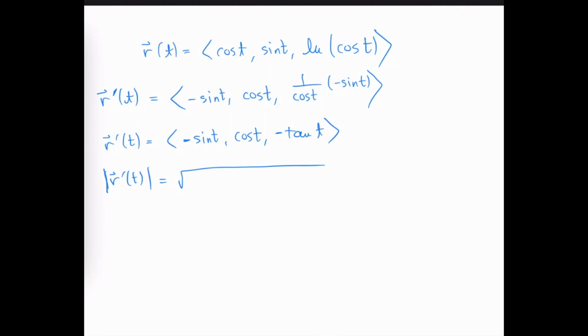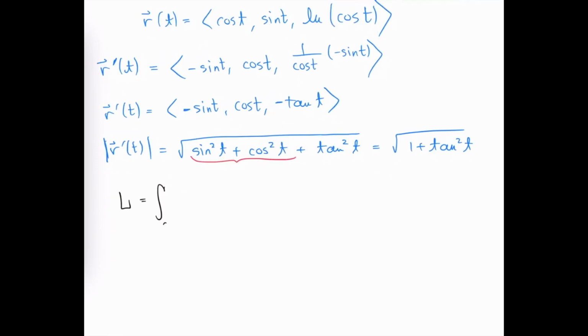Negative sine t squared is sine squared t, positive. Cosine t squared is cos squared t. Plus negative tan t squared is going to be tan squared t. And of course we know sine squared plus cos squared is 1, so this turns out to be the square root of 1 plus tan squared t. So our arc length formula is going to be the integral from 0 to pi over 4 of the square root of 1 plus tan squared t, and we integrate with respect to t.